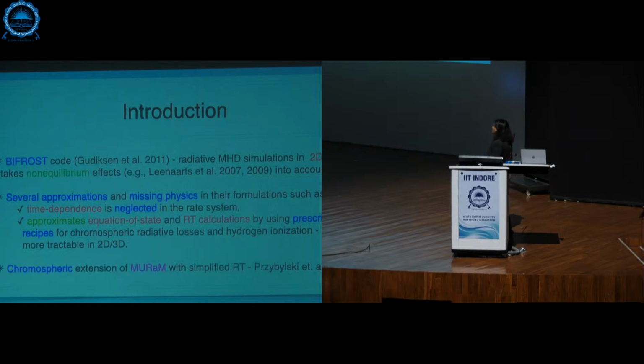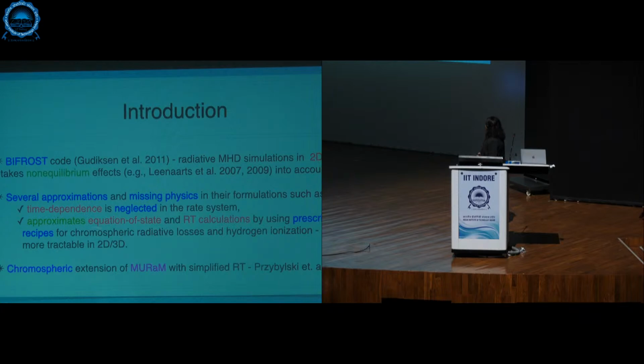So, then we have this Bifrost code which can do 2D and 3D radiative MHD simulations with non-equilibrium effects, but they have made several approximations because otherwise it becomes very numerically complex. The approximations go in terms of neglecting time dependence in the rate system. So, the equation of state and the radiative transfer calculations are very approximate, it is tabulated, and so on, so that it can be done in 2D and 3D, but the radiative transfer part is very approximate.